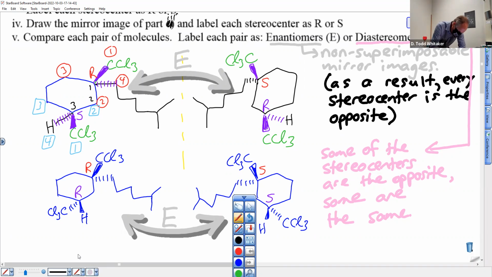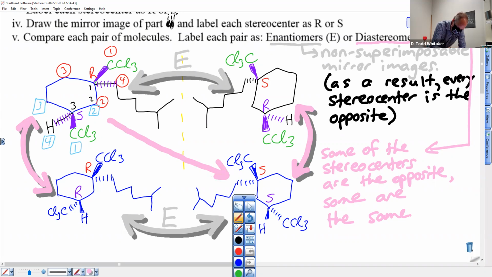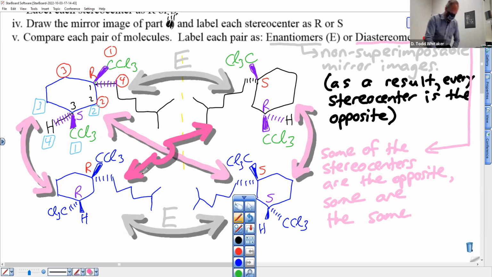Let's get our little pink highlighter here. There's a pair we haven't compared yet. And here's a pair we haven't compared yet. And here's a pair we haven't compared yet. And of course, here's a pair we haven't compared yet either. Got a nice traffic jam.